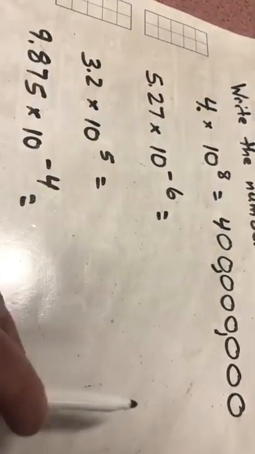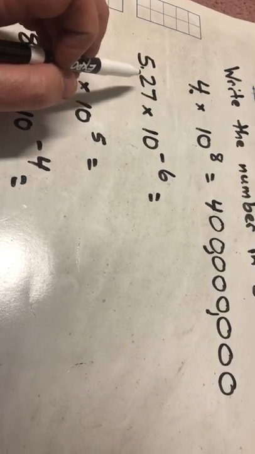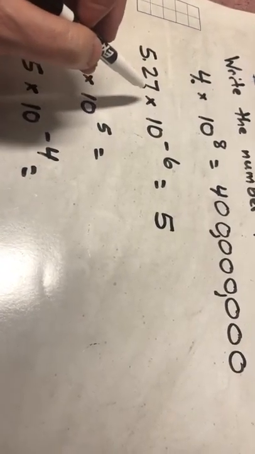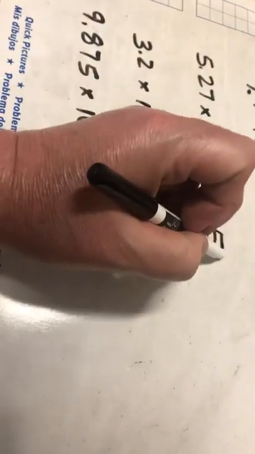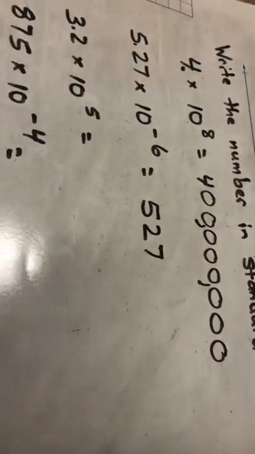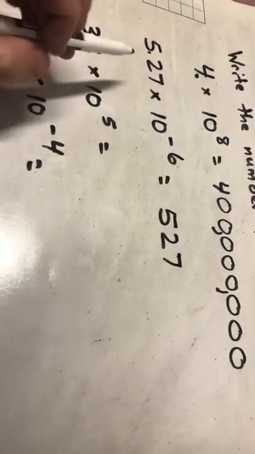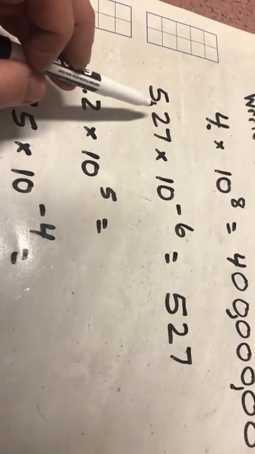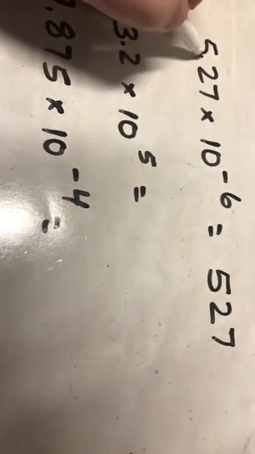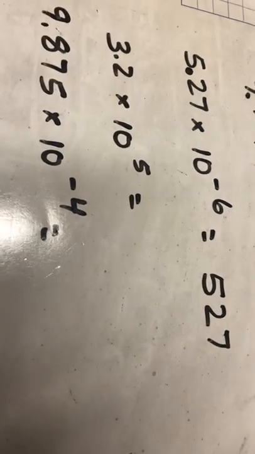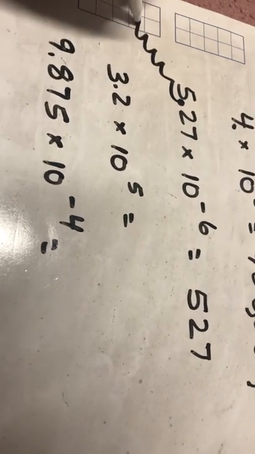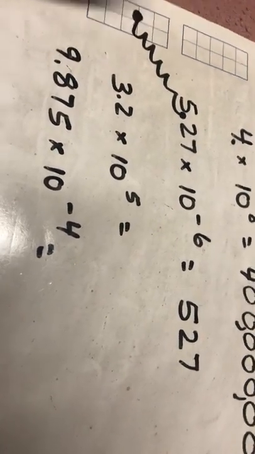5.27 times 10 to the power of negative 6. Well, first I can think about 5.27 times 1, or I can just think of it as 527 times 1, which means my answer is going to have a 527 in it somewhere. But now it's a negative 6, which means I'm moving the decimal 6 places to the left. So if I take this decimal that's already there and move it 6 places to the left, 1, 2, 3, 4, 5, 6, my decimal is now there.